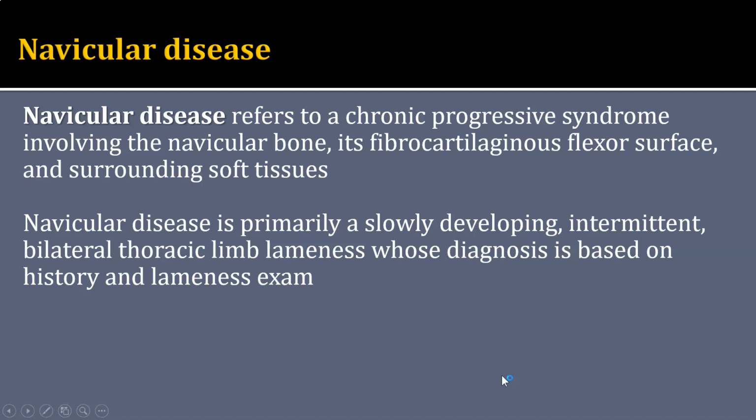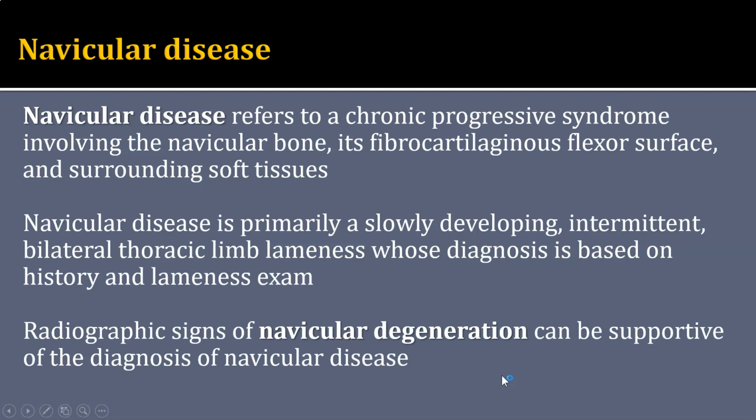Navicular disease is primarily a slowly developing intermittent bilateral thoracic limb lameness whose diagnosis is going to be based on history and lameness examination primarily, but radiographic signs of navicular degeneration can be supportive of the diagnosis of navicular disease. A discussion regarding navicular disease and pathophysiology is going to be beyond the scope of this presentation, but we are going to spend some time talking about navicular degeneration on radiographs.